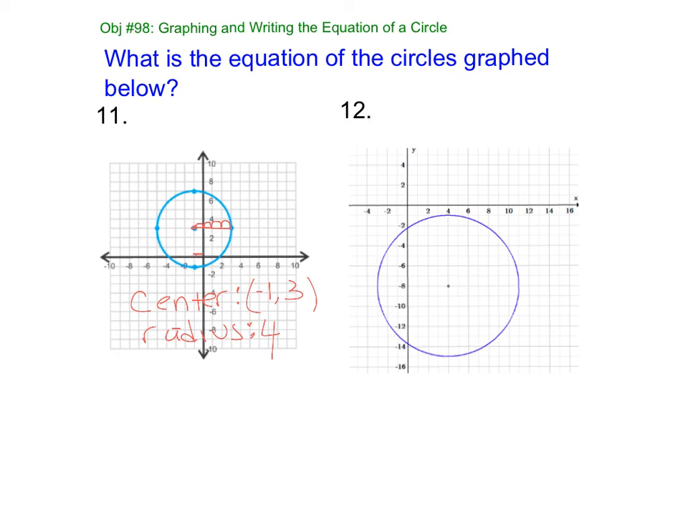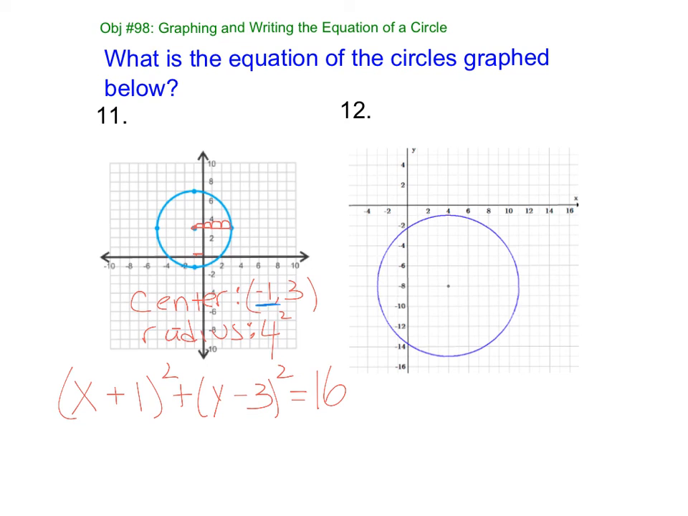Now that I figured that out, I'm just going to do exactly what I did before. X minus quantity squared, y minus quantity squared equals. So my x value is negative 1, so that becomes plus 1. My y value is 3, so y minus 3. And then 4 squared, right? 4 times 4 is 16. Oh, I turned my pen off. 16, and we're done. All right, last one. Pause the video and try it on your own.